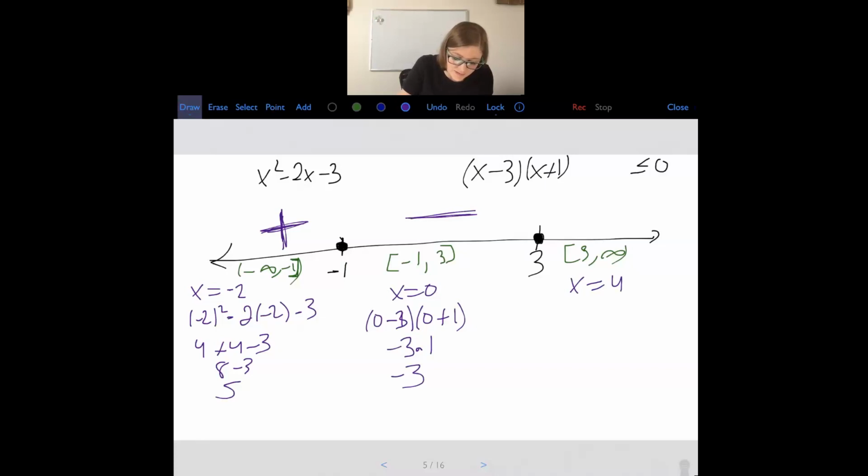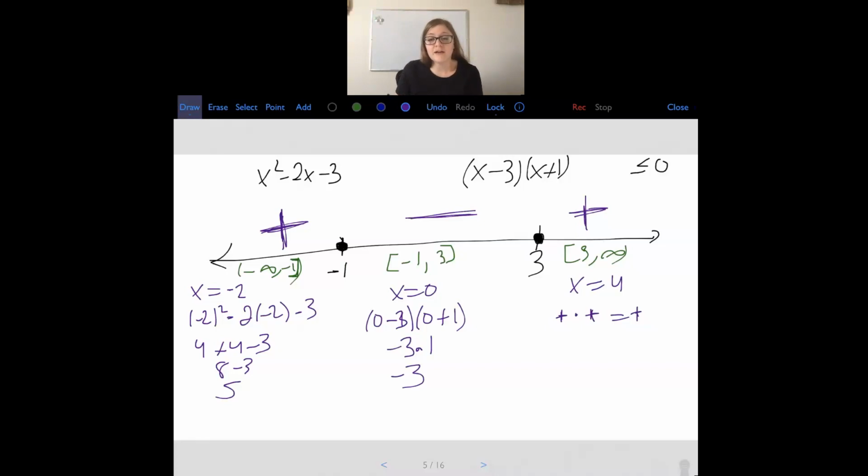What you can kind of do is some mental math. 4 minus 3 is a positive, 4 plus 1 is a positive, positive times a positive is a positive. Okay, so if we plug it into our first factor, we'll get a positive, and we multiply it by our second factor. Positive times a positive is equal to a positive.